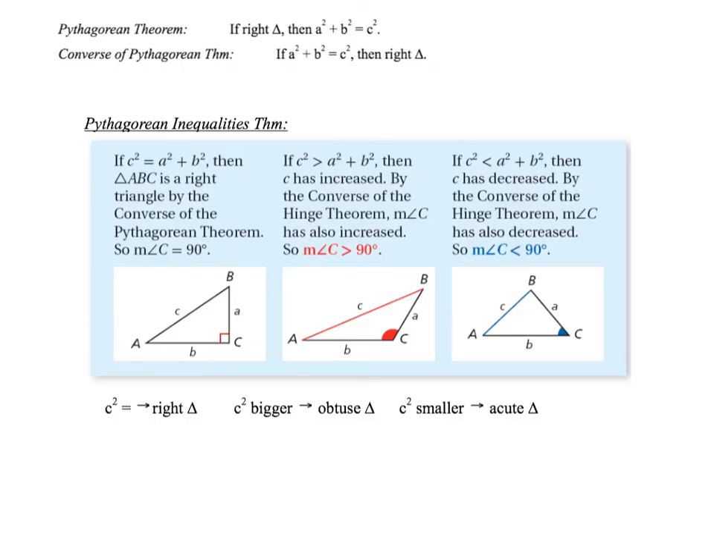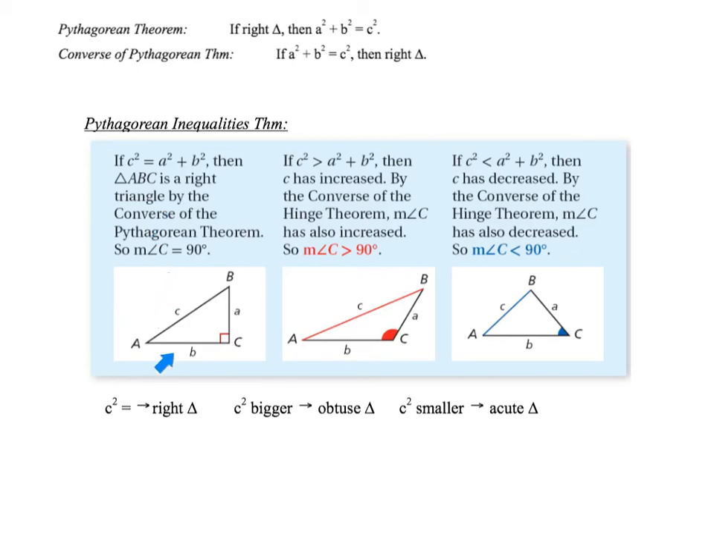So just a refresher, Pythagorean theorem says if it's a right triangle, then a squared plus b squared equals c squared. The converse flips it. If a squared plus b squared is c squared, then we proved it's a right triangle. But we don't always have a right triangle. We can have an obtuse triangle or an acute triangle. That's where these wonderful Pythagorean inequalities come from.